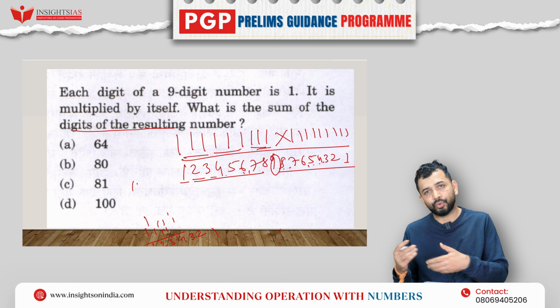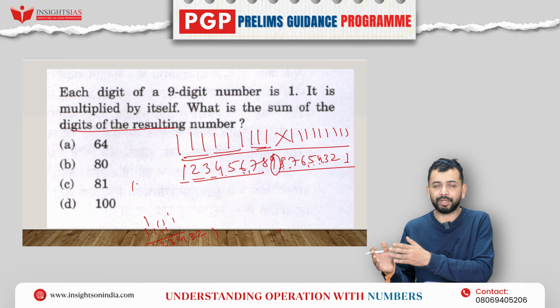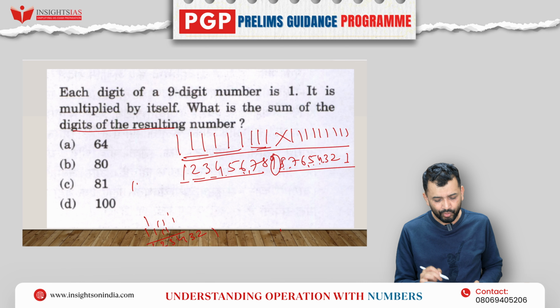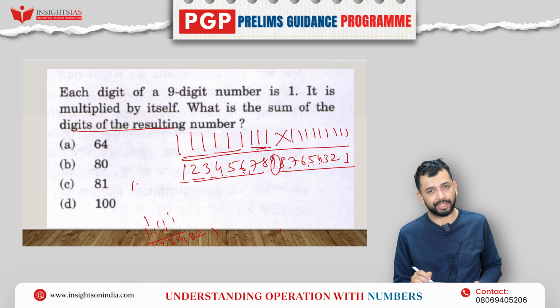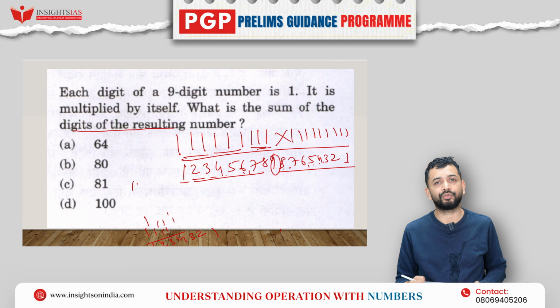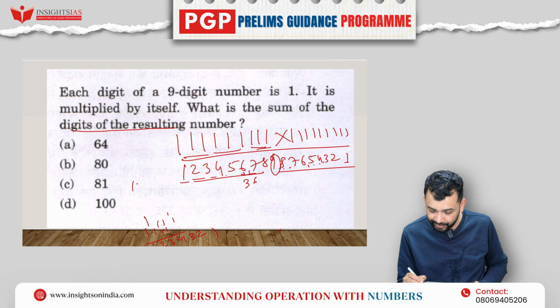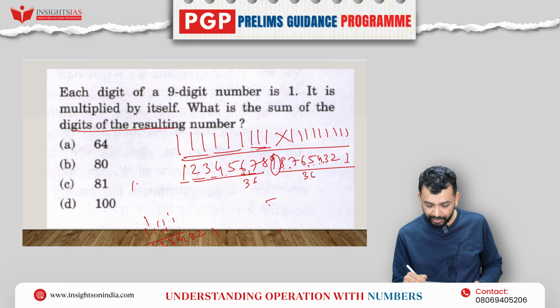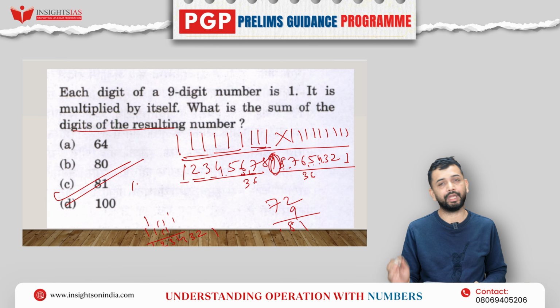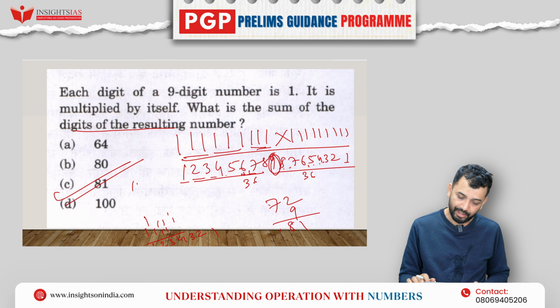Now, if you know AP, arithmetic progression, you can do it directly. Or if the number is small, I can calculate mentally. 1 plus 2 is 3, 3 plus 3 is 6, 6 plus 4 is 10, 10 plus 5 is 15, 15 plus 6 is 21, 21 plus 7 is 28, 28 plus 8 is 36. This is 36, this is 36. Total 72. Plus the 9 extra, the answer will be 81. So C will be your answer.